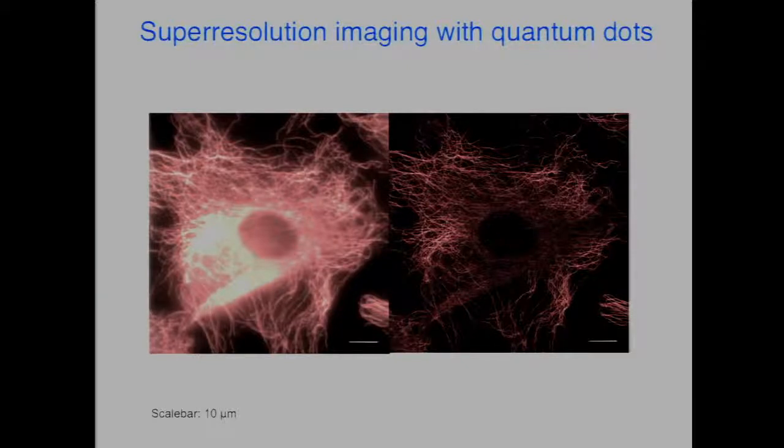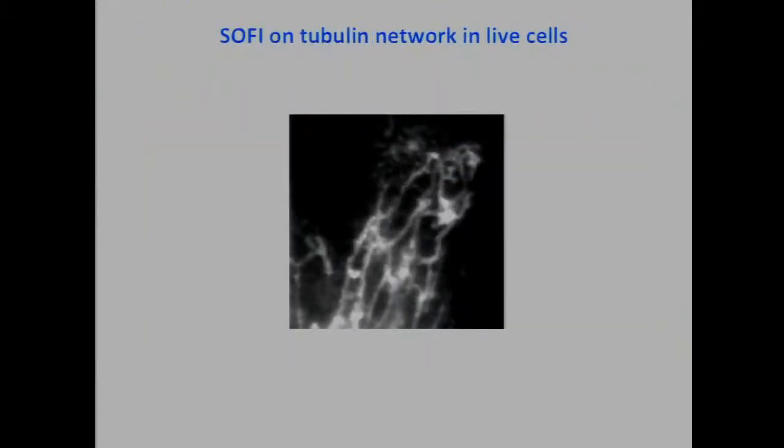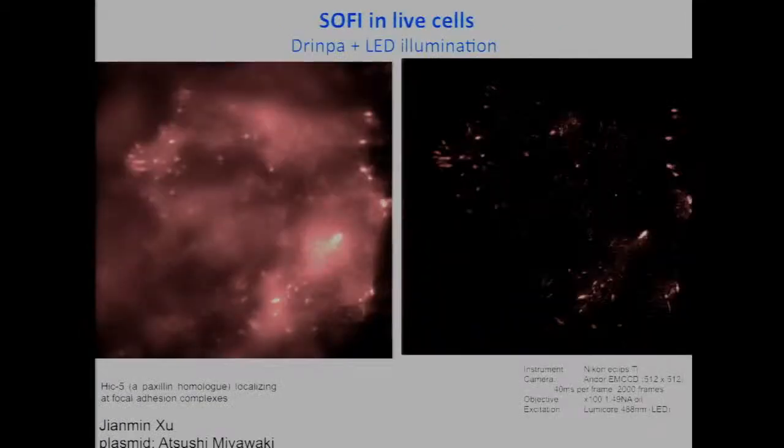And in fact, the same algorithm can be worked on blinking of organic dyes and blinking of fluorescent proteins. This is labeling of the microtubule network with quantum dots in live cells, and this is actually not simple to do. This is done by microinjection. And this is a cell line that we received from our speaker in the afternoon, Atsushi Miyawaki. This is basically Dronpa, a fluorescent protein fused to Hic-5 in focal adhesions.